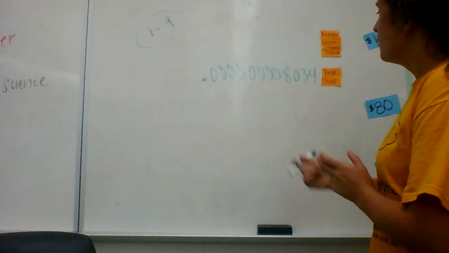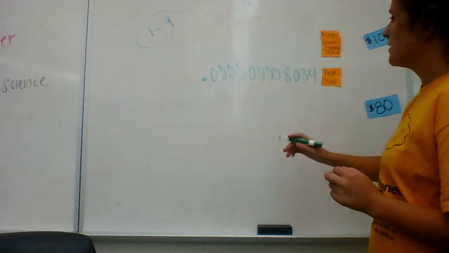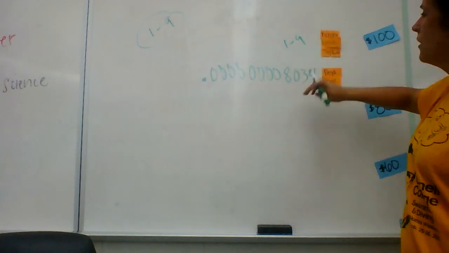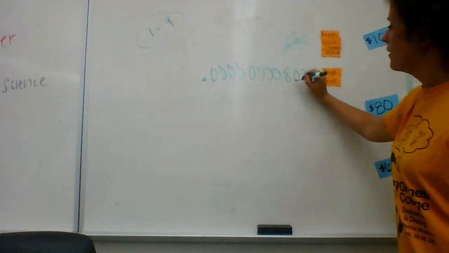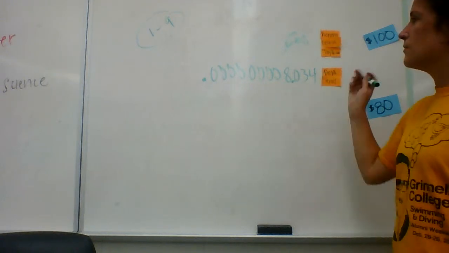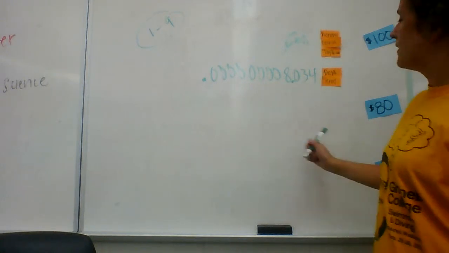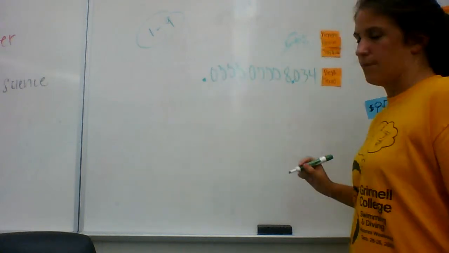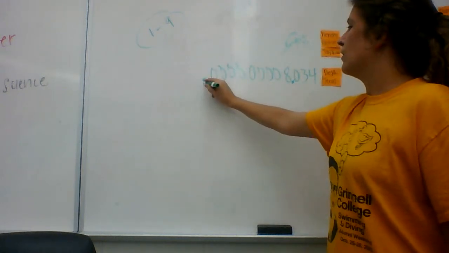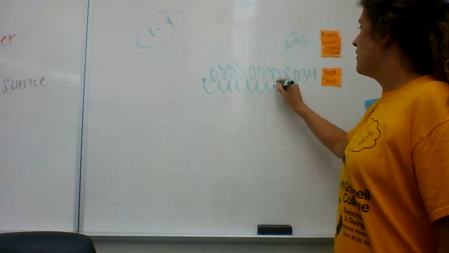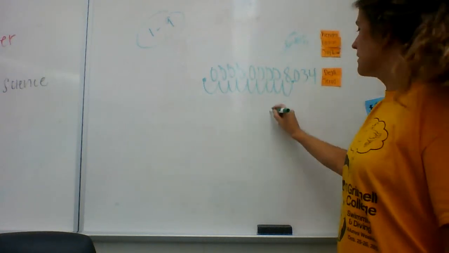I want to figure out, where does my decimal need to go? So I'm going to go past all my zeros. I know that I want it to be between 1 and 9. So I'm going to put my decimal point right here. 8.034 is in between 1 and 9. Now I want to see, how far did the decimal point travel from here to here? Well, I have to move it 1, 2, 3, 4, 5, 6, 7, 8, 9 times.